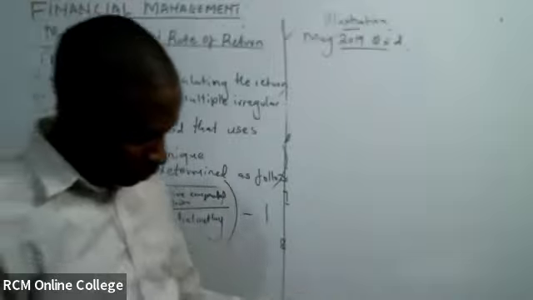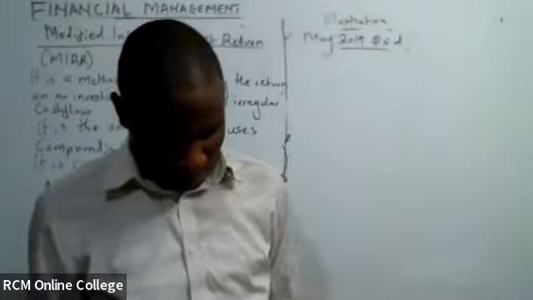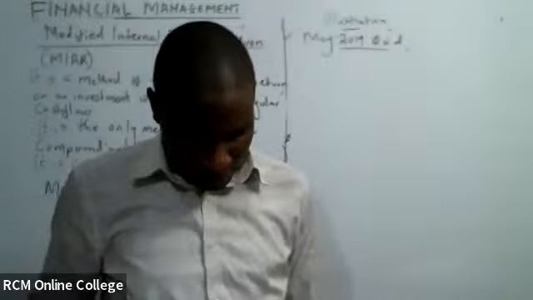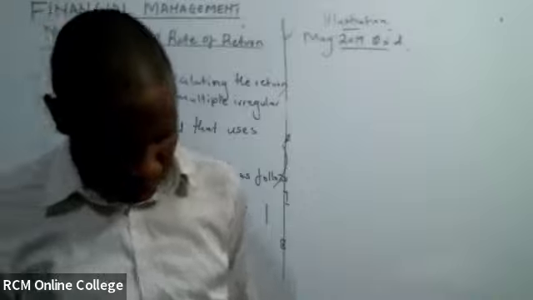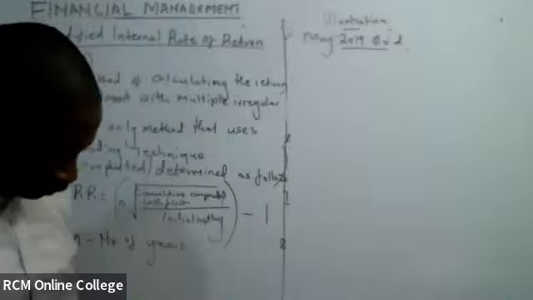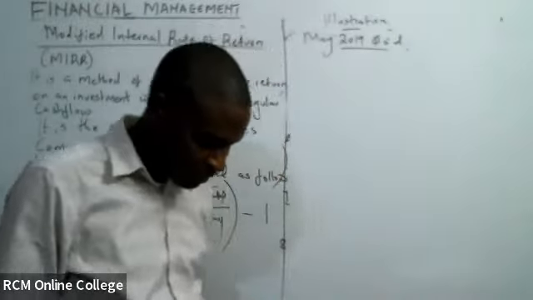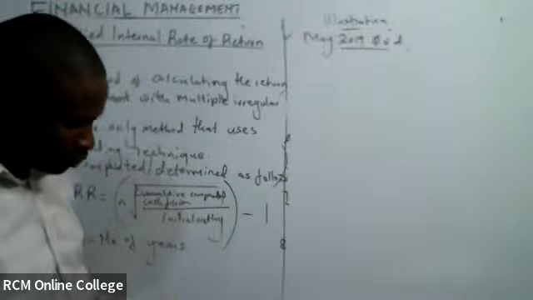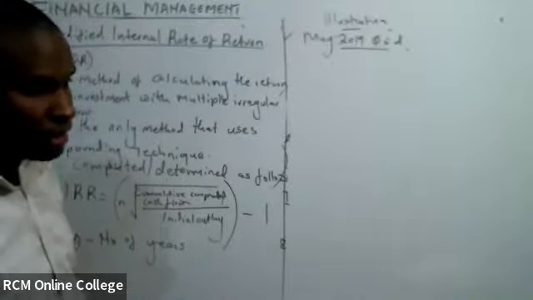The question is: BD Enterprises is a small medium enterprise in the floriculture industry. The company intends to invest 300,000 in a project that has a useful economic life of 4 years. The expected cash flows for years 1 to 4 are 140, 120, 80, and 60. The company's required rate of return is 14%. You're required to come up with the modified internal rate of return.